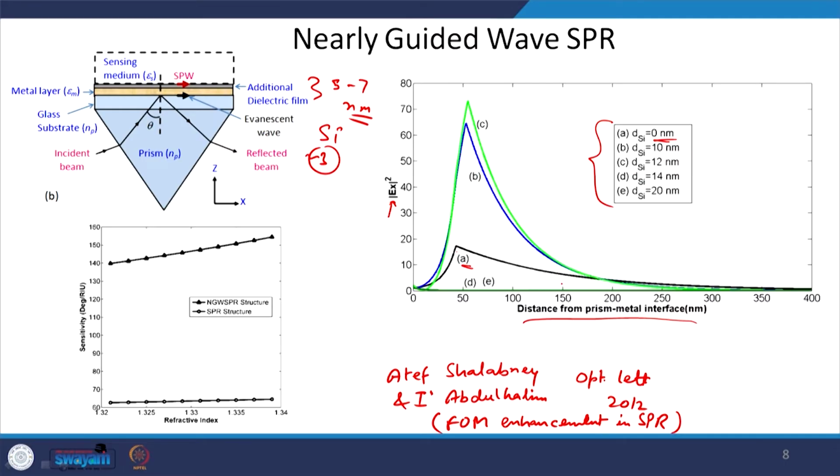So, there is an optimum condition for nearly guided SPR, and at that optimum condition you will have highly enhanced electromagnetic field. About 4 times enhancement in the electromagnetic field, which improves the sensitivity. Here you can see this curve is for the SPR structure sensitivity, and this one is for nearly guided SPR, and you can see that the sensitivity is about 2.5 times higher. So, there are two ways, either you have long range SPR or you can have nearly guided SPR for that purpose.